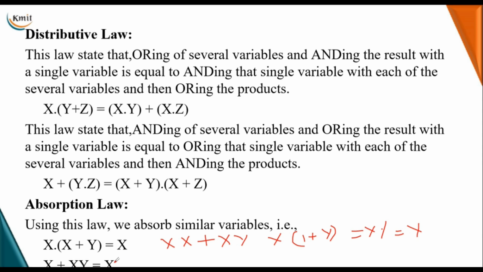Next, the second law of absorption is x OR xy is equal to x. Here also let me take x common, then it becomes x AND (1 OR y). Since 1 OR y is equal to 1, x is ANDed with logical 1, which is equal to x. Like this, we obtain the variable x and the second variable is absorbed.